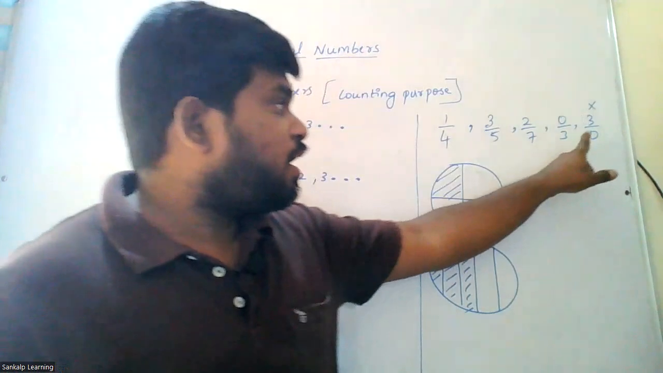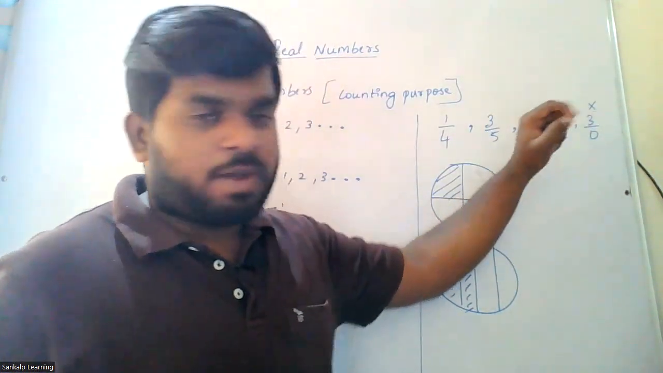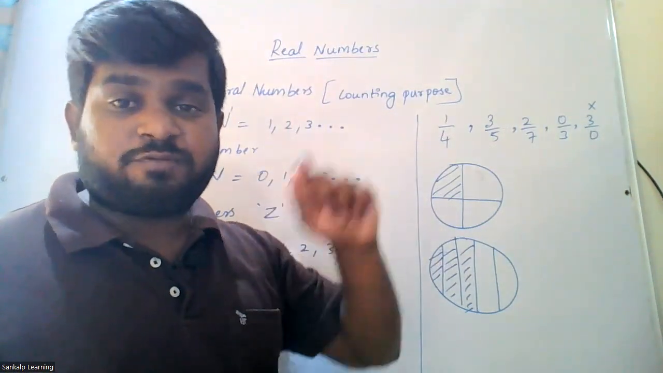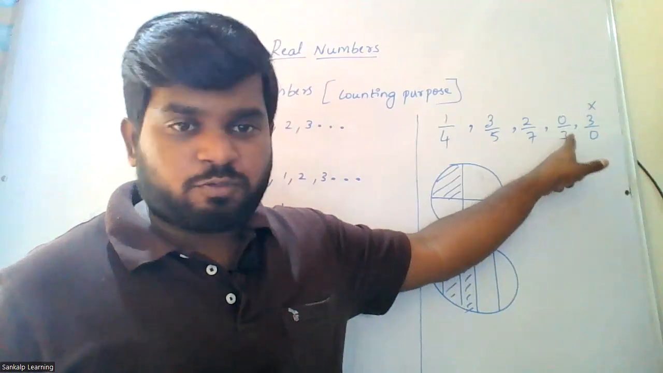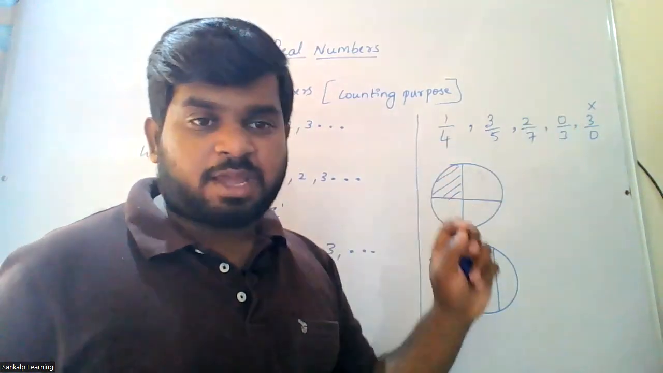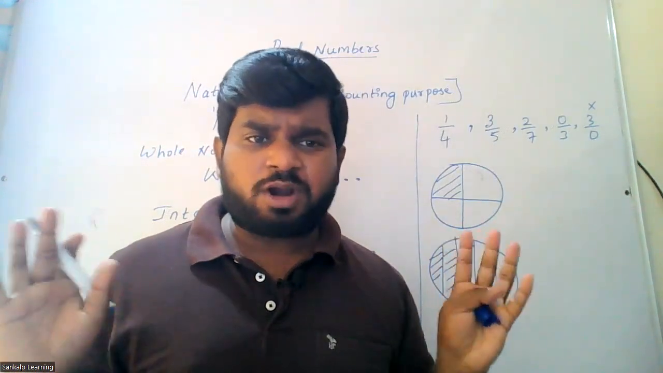Now, coming to this 0 by 3. Let's understand this 0 by 3. Is it possible? Yes, it is possible. If the numerator is 0, it is possible. Why? The apple or the cake is divided into 3 pieces. How many pieces am I taking? 0 pieces. It makes sense. There are 3 pieces, but I am not taking anything.